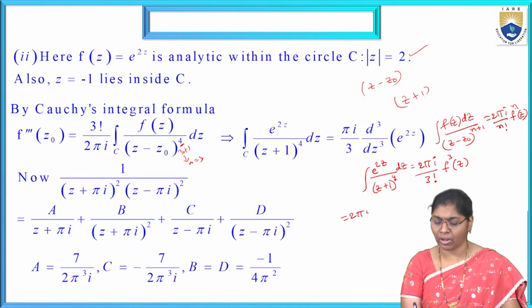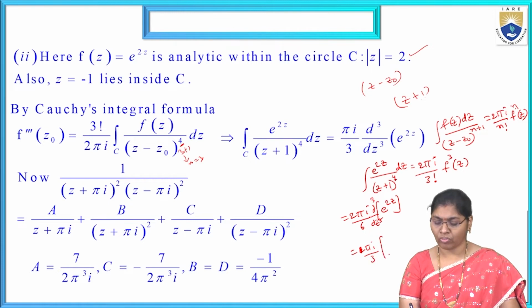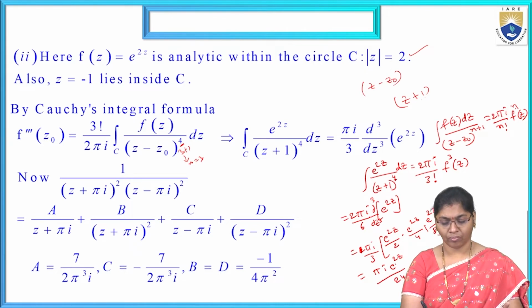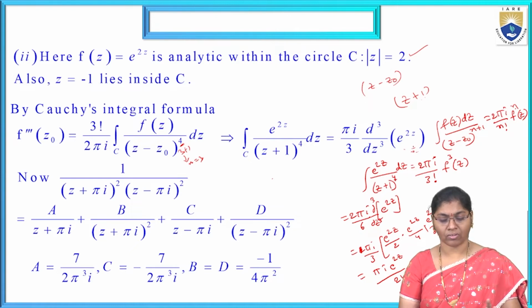That means 2 pi I by 3 factorial, which is 3 into 2 into 1, that is 6, times the third derivative, dou cube by dou z cube of e power 2z. 2 pi I by 6 is 2 pi I by 3. First derivative: 2 e power 2z. Second derivative: 4 e power 2z. Third derivative: 4 into 2, 8 e power 2z. Overall, pi I e power 2z by 3 into 8, that is 24 is the final answer.